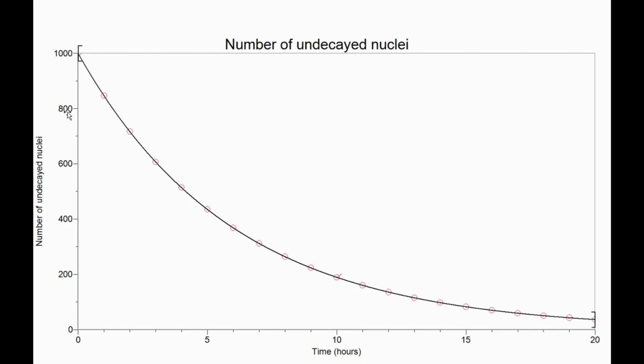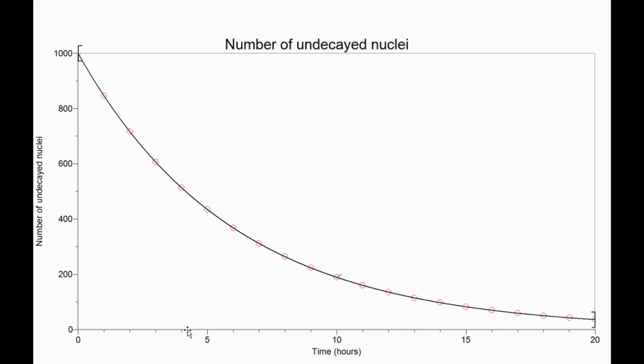Now look at the numbers. We started out with 1,000. Let's see how long it takes for that number 1,000 to drop to 500. That would be one half-life. So if we go to 500 here and we move across, we will find that it took approximately, let's say about 4.2 hours. So the half-life of this substance, the time it took to go from 1,000 down to 500, would be approximately 4.2 hours.